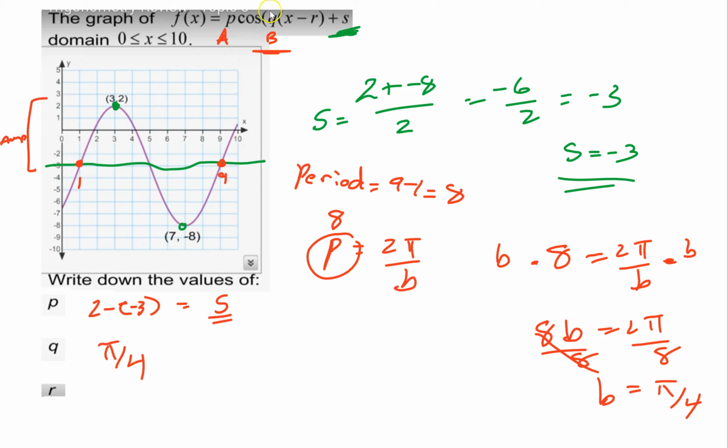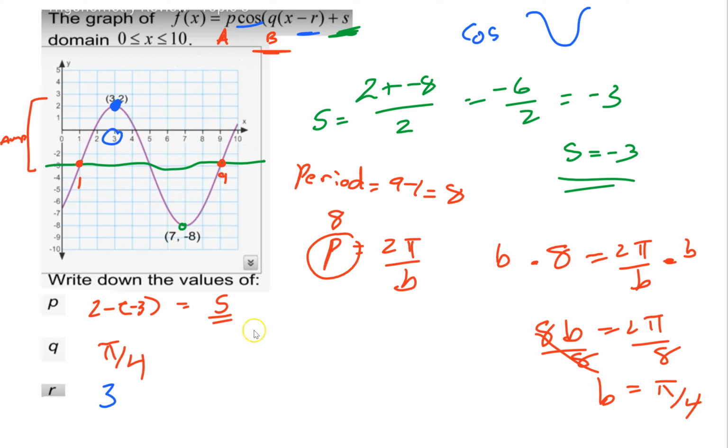And then r here. Remember how you find r? This is a cosine graph. Cosine graphs should start on top and go down. So where do I find that in my graph? It's not here, it's not there, it's right here. It starts on top and goes down. So my r is just 3. So my graph should start there, that's where a cosine graph starts.